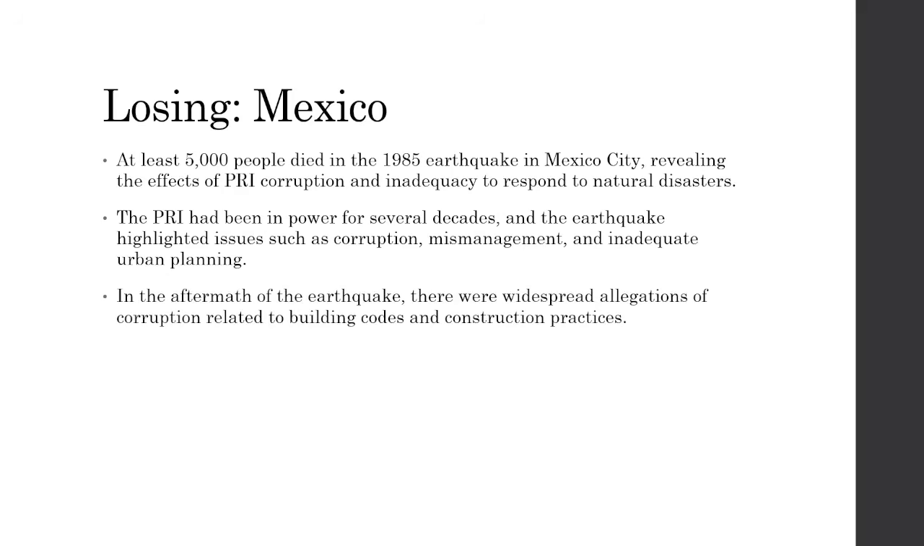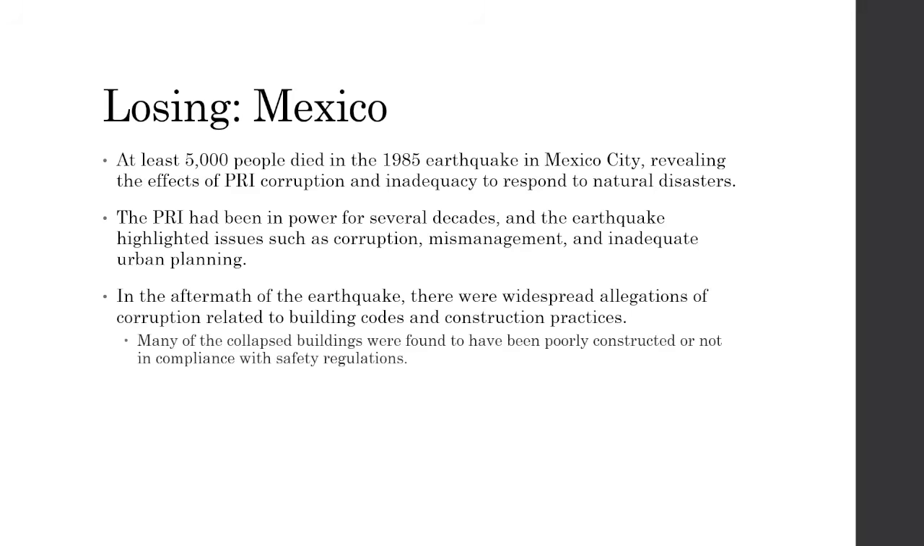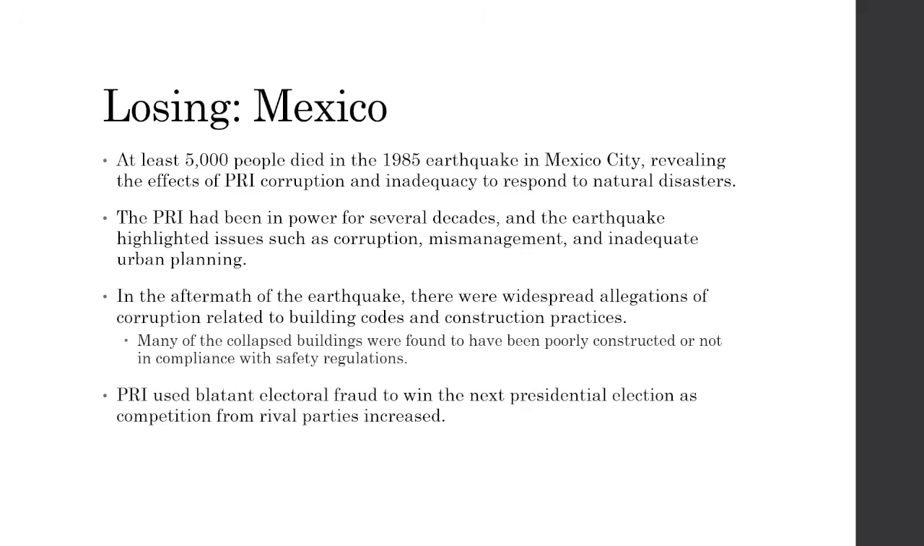So in the aftermath of the earthquake, there were widespread allegations of corruption related to the building codes. They were just passing the buildings off without checking building codes and that they were safe when they were being constructed. So many of the buildings were found to be poorly constructed because they were not following building codes, and the government just passed them willy-nilly, which is a sign of corruption. And the PRI used blatant electoral fraud to win the next presidential election, even though so many people didn't trust them. And competition from rival parties increased. I wonder why competition from rival parties increased, because the PRI wasn't looking so good.